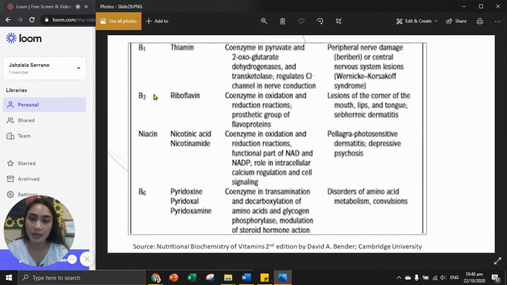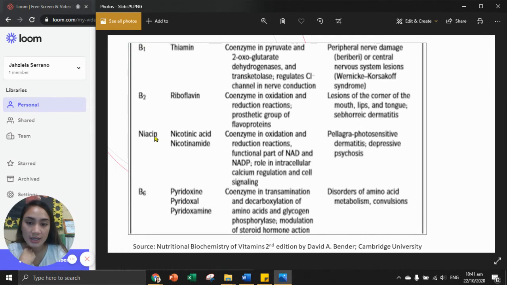So, next is vitamin B2, riboflavin. So, dito naman, again, it's another coenzyme sa oxidation and reduction. So, dito, if you are deficient in vitamin B2, nagkakaroon ka ng parang sugat dun sa mga tabi ng iyong lips, mouth, and also sa tongue. So, more on sa skin siya, makikita yung deficiency. So, ayan, no? So, pag meron ditong cracked skin, so maybe you just need riboflavin.